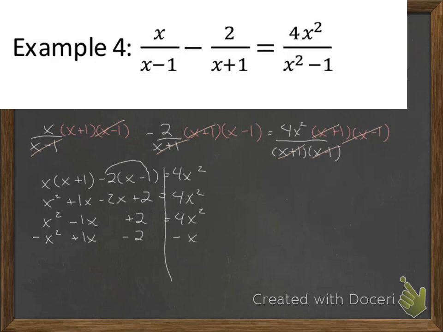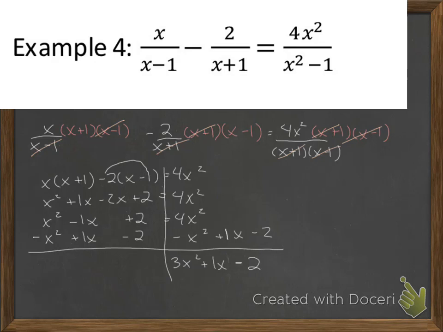You don't have to do this, but if you do it the other way, you're going to end up with a negative 3x squared. I don't really want to mess with a negative 3x squared, so I'm not going to do that. Okay, so we have 3x squared plus 1x minus 2.